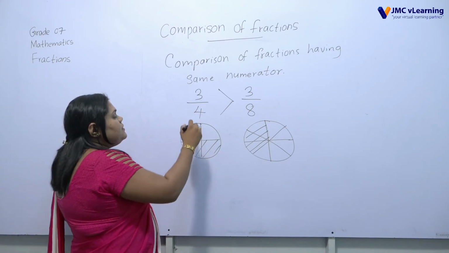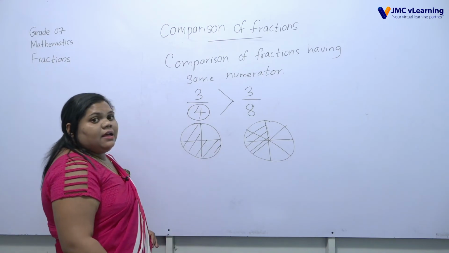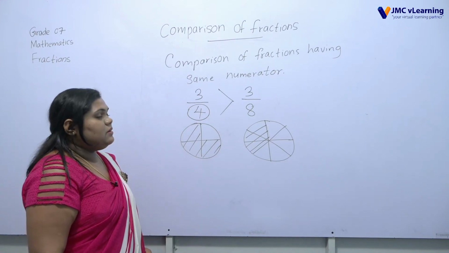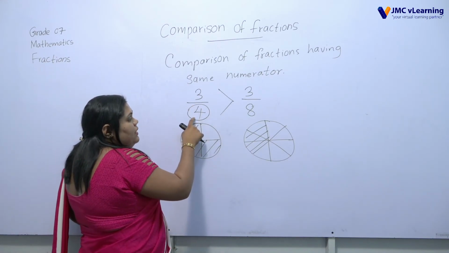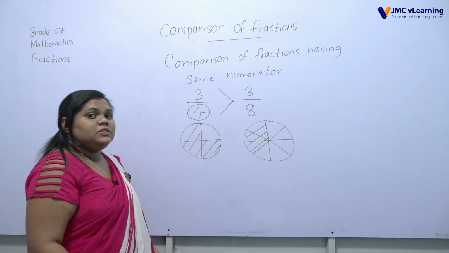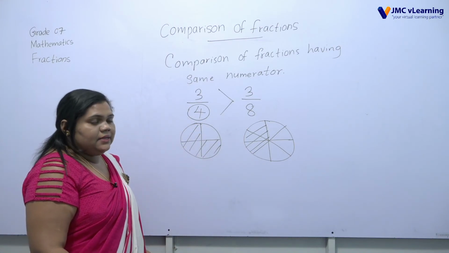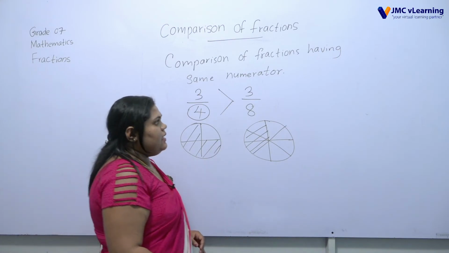It means the smaller denominator gives the larger fraction. Okay children, small denominator gives the larger fraction. Are you clear? Okay, I'll take another example.